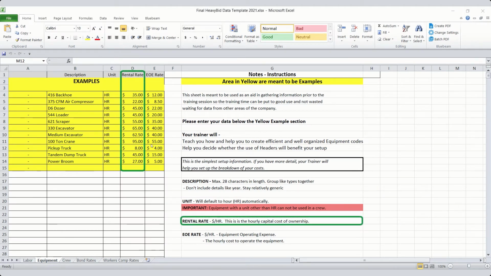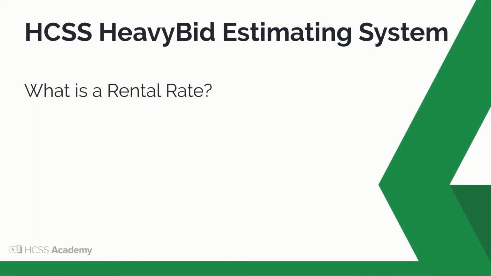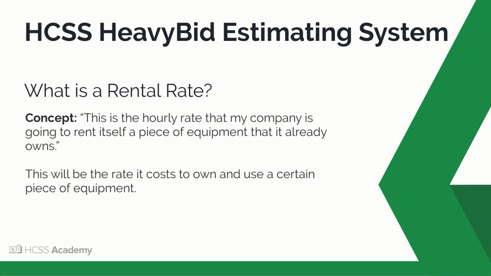Let's talk about that a little bit. What do we mean by the rental rate? Does that mean the rate where if you were to call United Rentals and say, I need this piece of equipment, the rate that you would get from them? No. In HCSS HeavyBid, what that rate refers to is the rate that my company will, quote unquote, rent that piece of equipment to my company for on an hourly basis. So what is it? That's simply the cost of the ownership of that piece of equipment typically, all right?